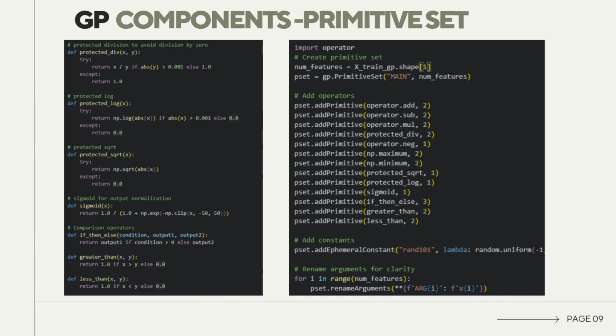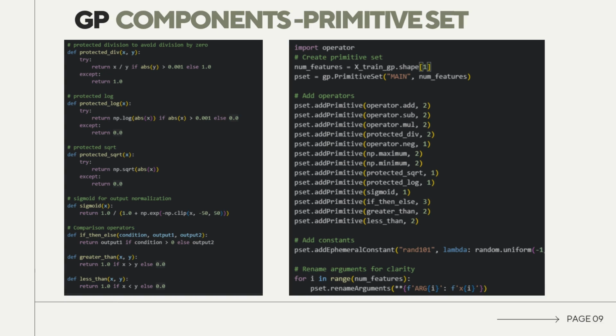Next, let's discuss the building blocks of our GP. Those are GP components, primitive set. I included basic arithmetic operations, addition, subtraction, multiplication, and protected division. Protected division is important because it avoids dividing by 0, which would crash our program.